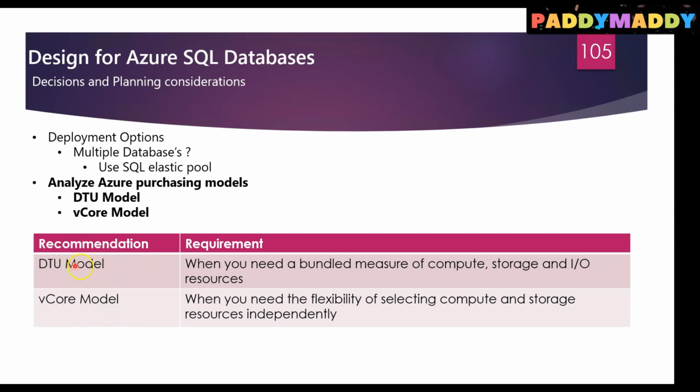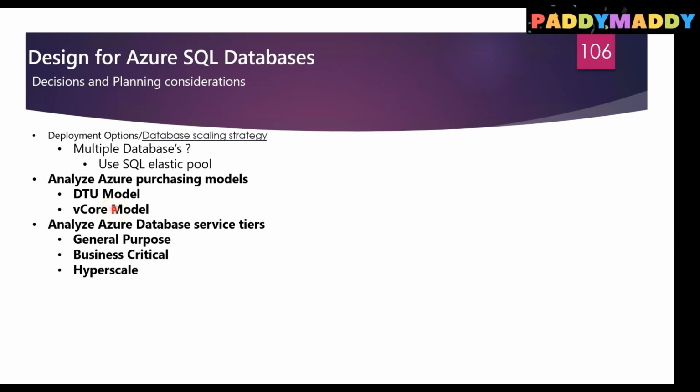The next decision point for your performance, availability and storage needs, definitely you need to look at analyzing the database service type. This service type is basically offered in three different models or three different tiers. Starting with general purpose, business critical and hyperscale, and we will be discussing all of these three different tiers in multiple slides.